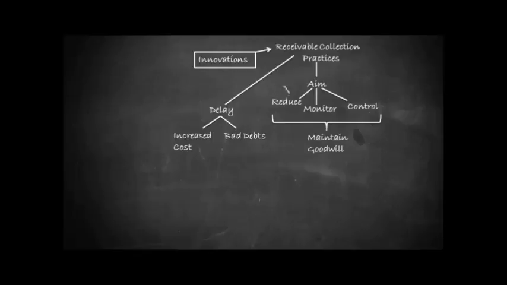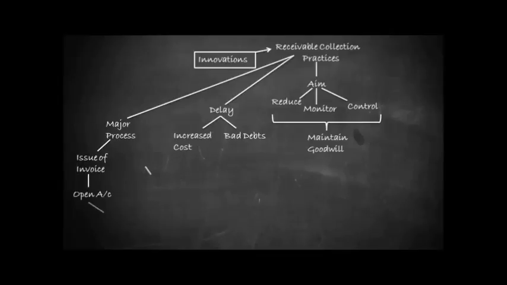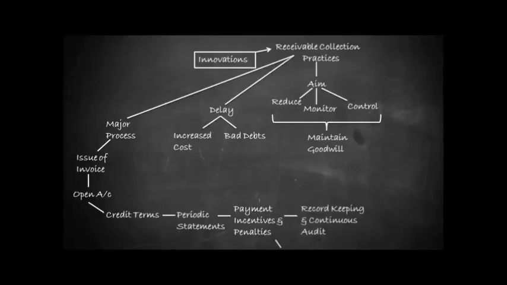So what is the major process in receivable collection? One is issuing invoice, then having open account, then fixing the credit terms for the customer, then issuing the periodical statements to the customer, and having the payment incentives and penalties. When he pays early, giving incentive, and when he pays with a delay, penalize him. Have perfect record keeping and continuous audit, and in case of need, outsource the recovery to factoring or BPO.